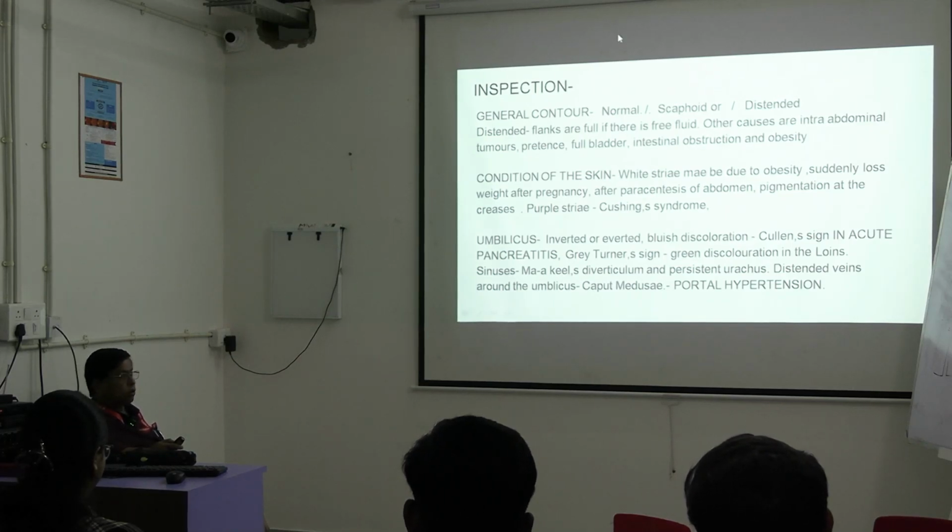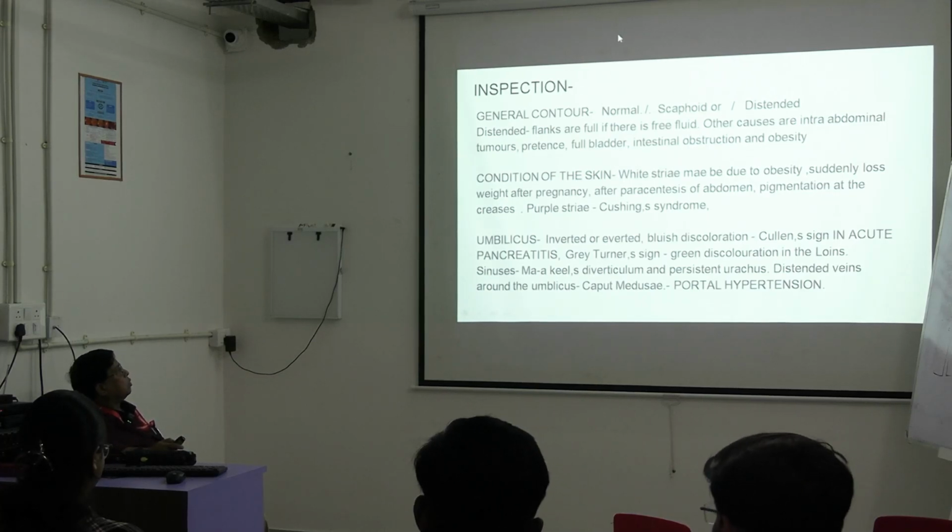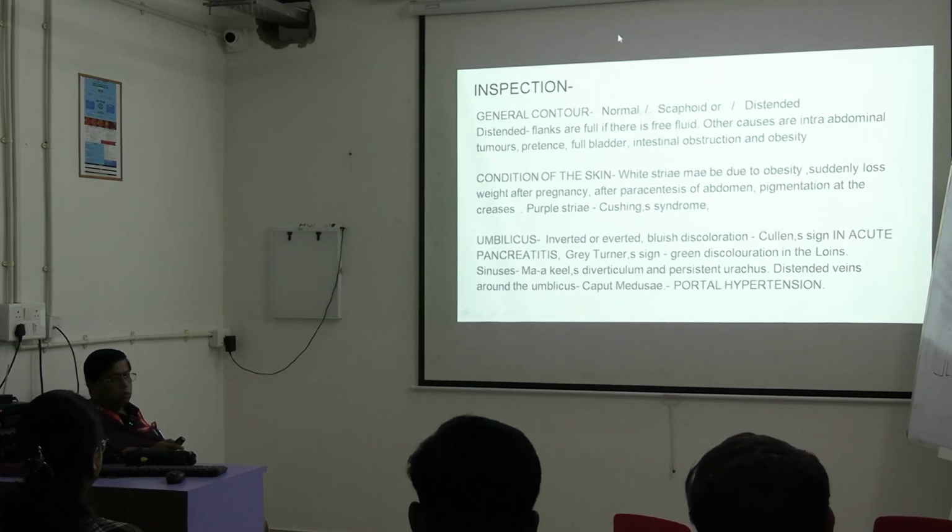What is the contour? The contour of the abdomen is very important. What is the normal contour? It is scaphoid. See whether it is scaphoid or distended. Whether the abdomen has a normal contour, you know how the abdomen looks. You say the contour is normal, or if it is distended, the umbilicus is everted.